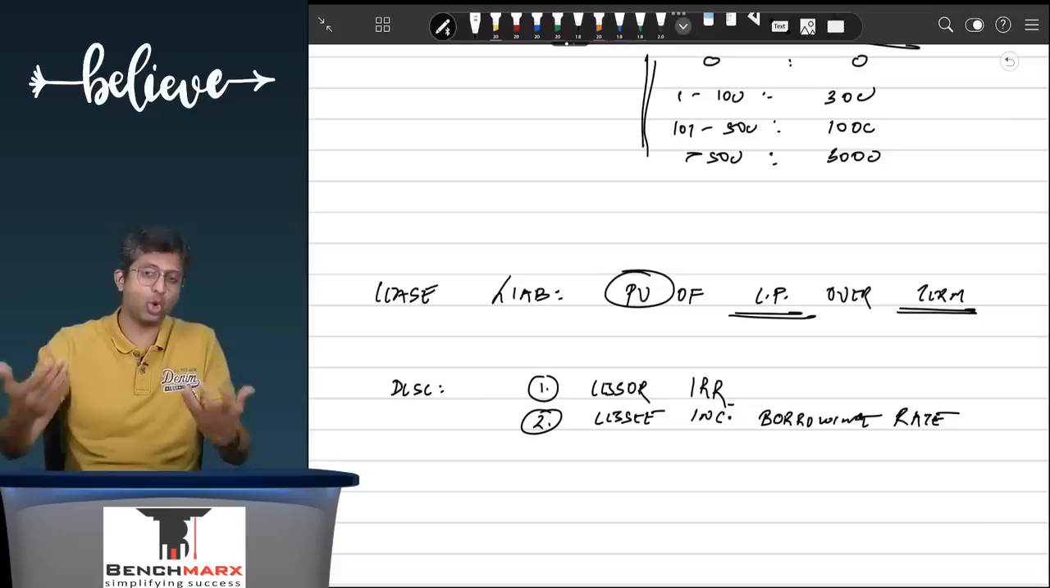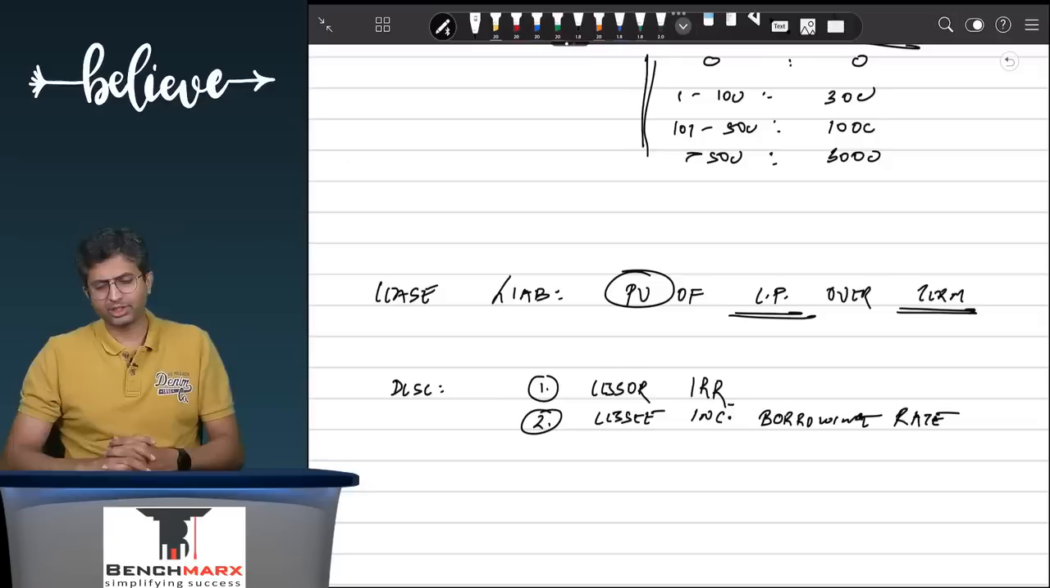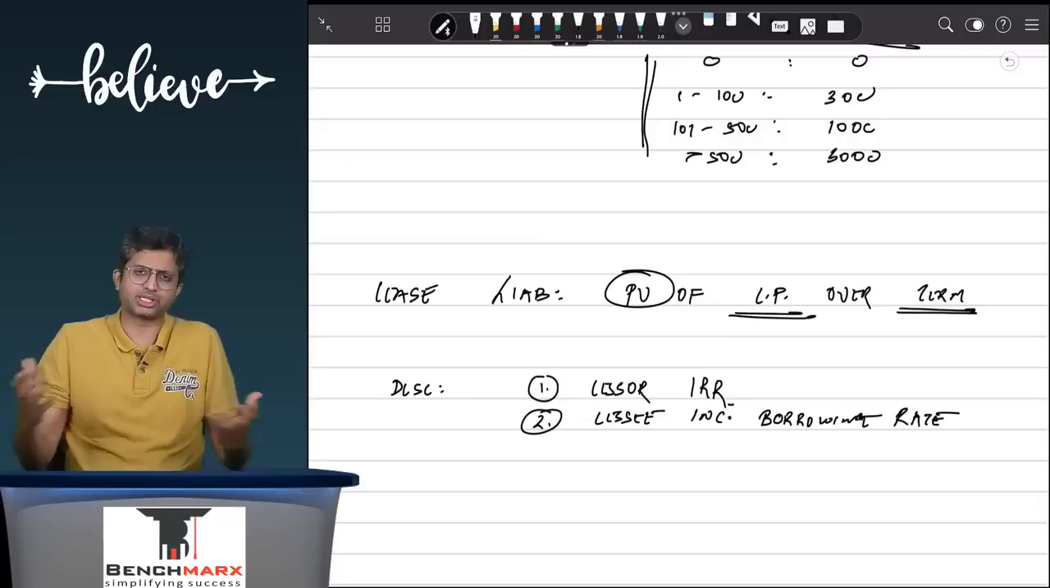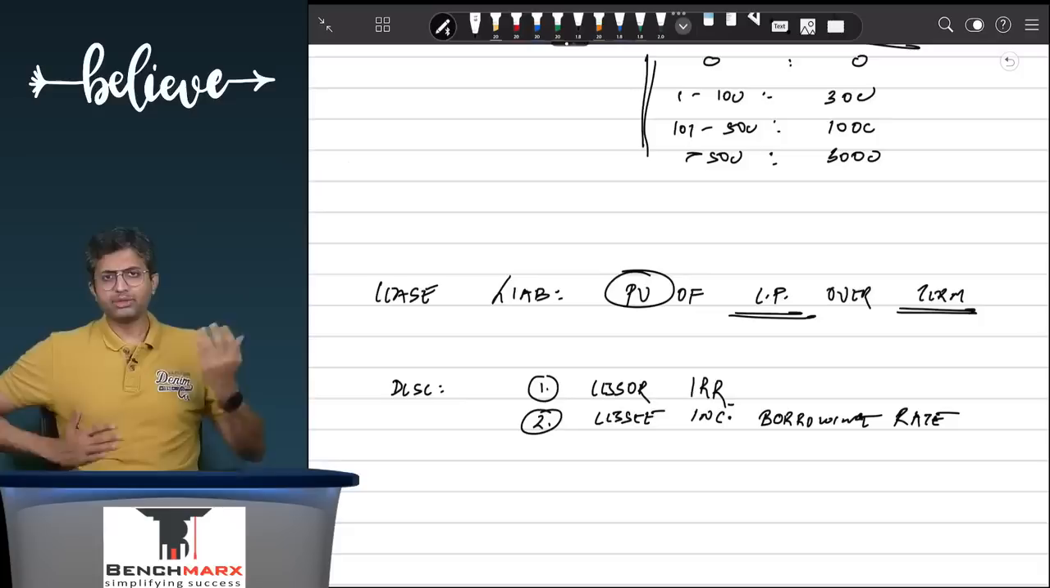This is a tractor which is going to run for a period of 5 years, over which we are going to pay a particular amount of rent to Bajaj. And after 5 years, let us say Bajaj is not going to get anything out of the tractor. Let us say your unguaranteed residual value is 0. The tractor comes to me. In which case, I can find the lessor's IRR.